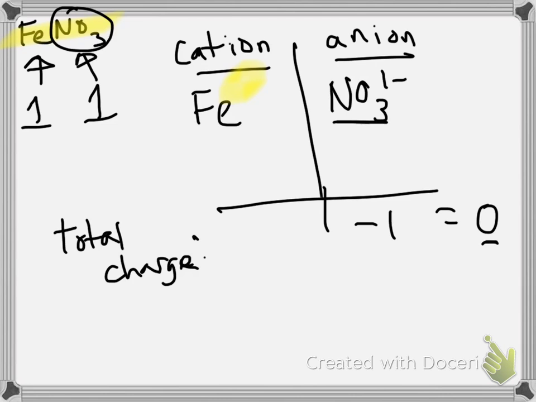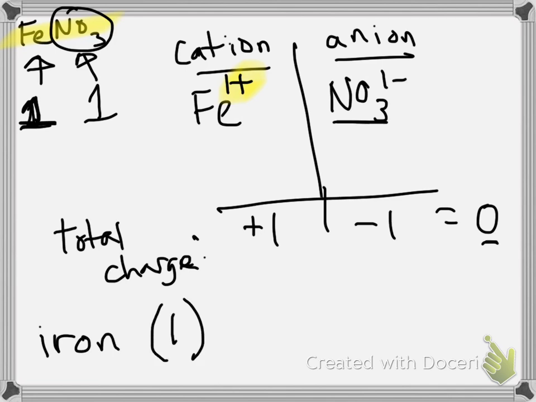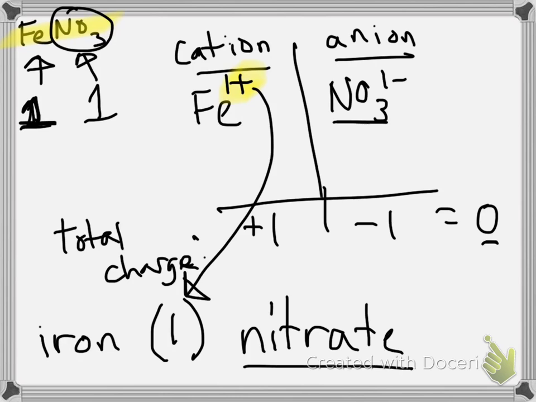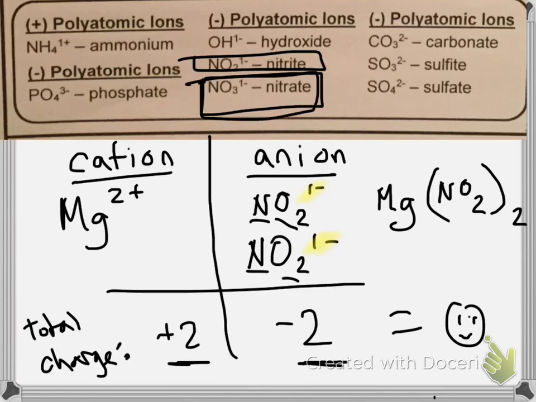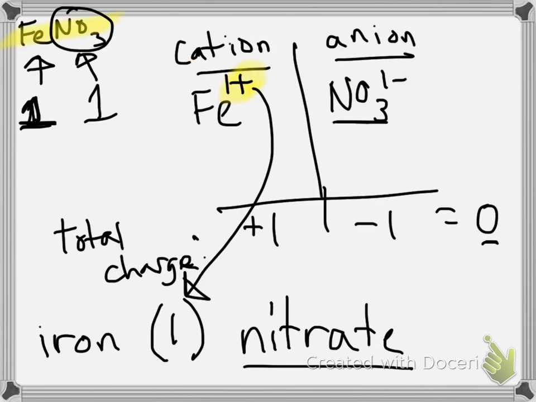And we need the total charge to be 0, so that means our cation will need to have a +1 charge. Well, we only have 1 iron, we only have 1 of our cations, which means that this has to have a +1 charge. That means that's the charge of our transition metal. So when we name it, it will be iron, parenthesis 1. That 1 is from the charge. Nitrate. And nitrate, that name comes directly from our chart. Go ahead and finish up the back of this worksheet.